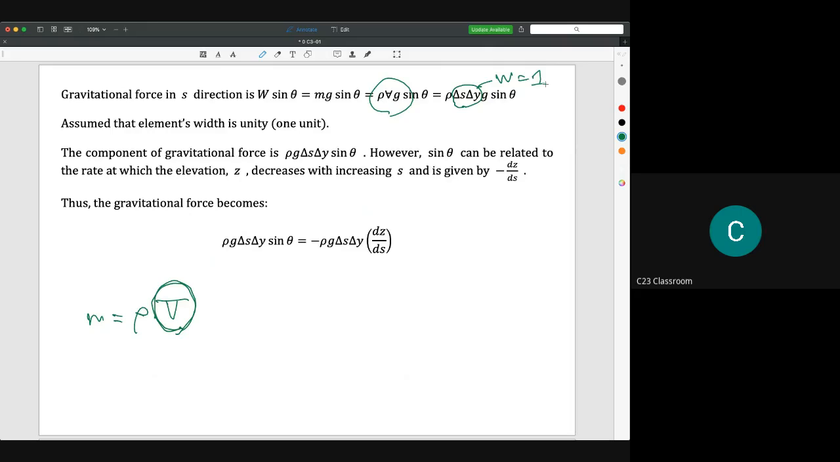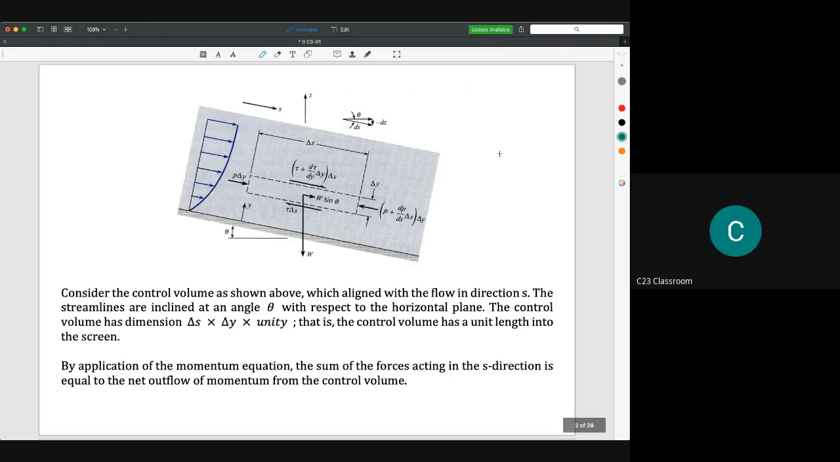And then the idea of sine theta here. Couette proposed that it can be replaced with minus dz ds. This refers to the sign: we assume that the z-axis, when it's falling downward, is the negative direction. So sine theta now becomes negative dz ds.